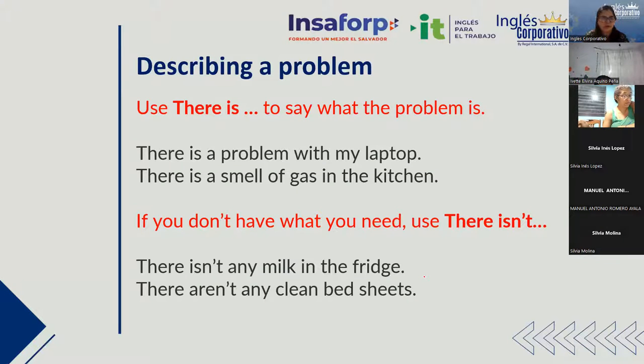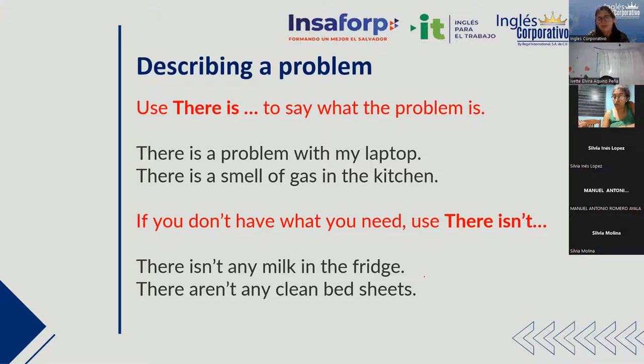Now, look at problems. So we can use there is, right? To say what the problem is. Decimos, there is a problem with my laptop. There is a smell of gas in the kitchen. A ver, there is a problem with my laptop. Repeat. There is a problem with my laptop.